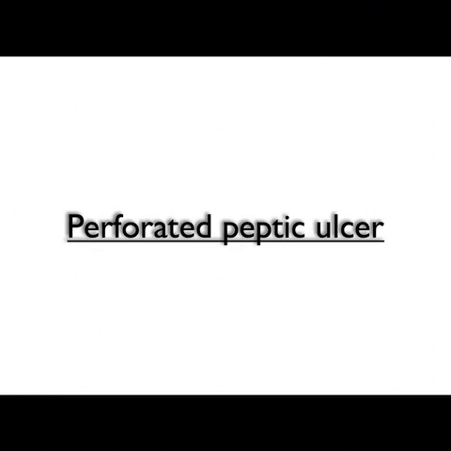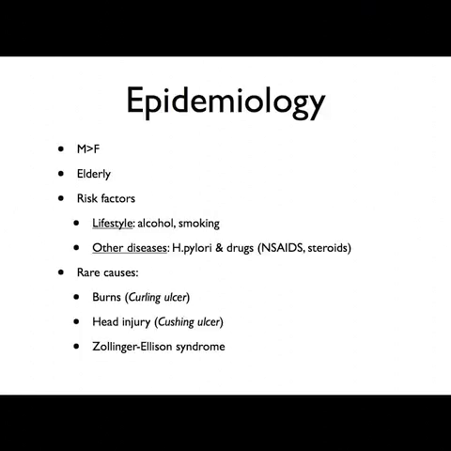Next emergency? Perforated peptic ulcer. Okay. Hit it. So, obviously, we need to think of who's going to be affected by this. Most commonly, it's males in a 2-to-1 ratio, the elderly, and you've got to think about risk factors. So those affecting lifestyle, whether you intake a lot of alcohol, whether you smoke, and other diseases. So H. pylori and drugs. So things like NSAIDs, steroids, things like that.